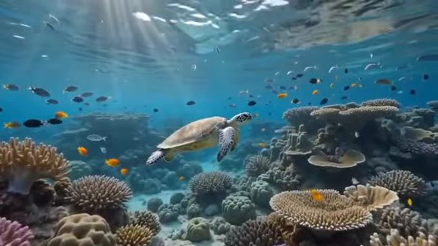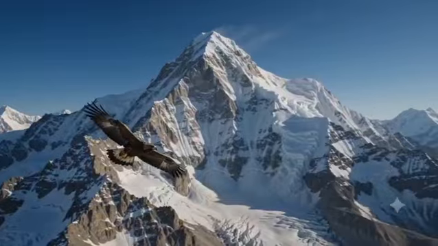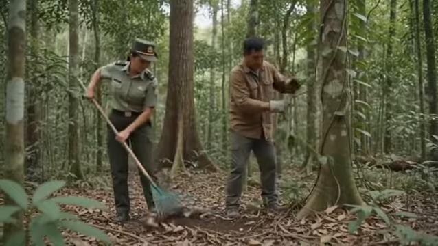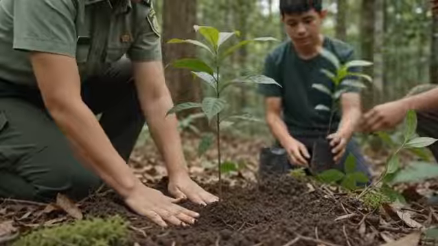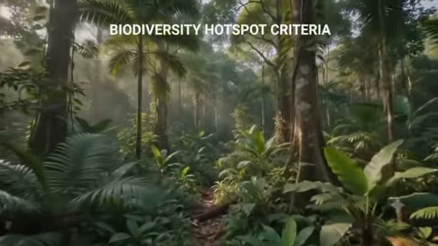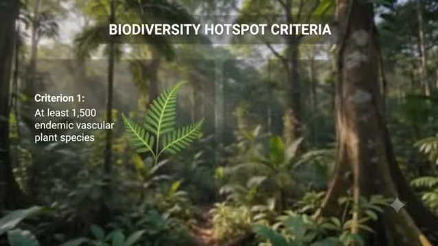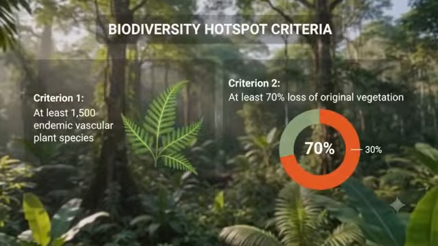Earth is home to an extraordinary variety of plants, animals, fungi, and microorganisms. Forest conservation requires protection, restoration, sustainable use, and participation by local communities. A hotspot must have 1,500 endemic vascular plants and at least 70% habitat loss.